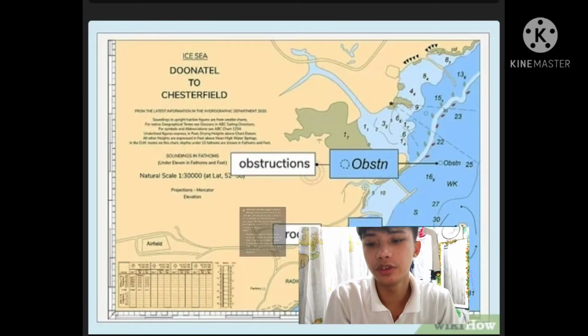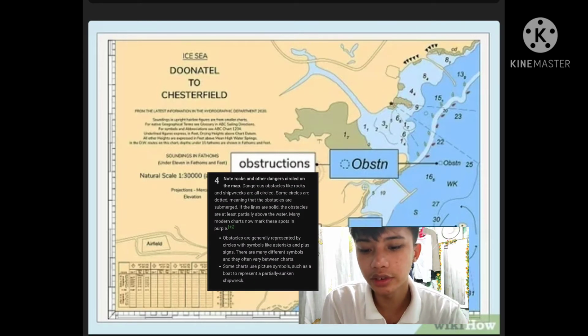So for number 4, note rocks and other danger circles on the map. Dangerous obstacles like rocks and shipwrecks are all circled. Some circles are dotted, meaning that the obstacles are submerged. If the lines are solid, the obstacles are at least partially above the water.